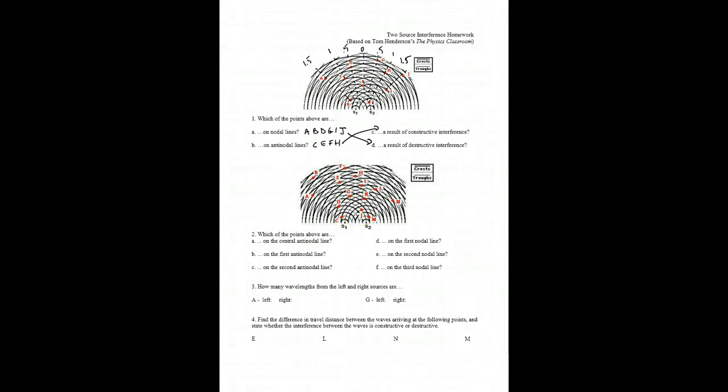Okay, down here we have a similar setup, and we need to draw our lines in again. So we want to find first which points are on the central antinodal line. That's the m equals 0, that's only H. The first antinodal line, that's these of order number 1. So we have E, K, and J.